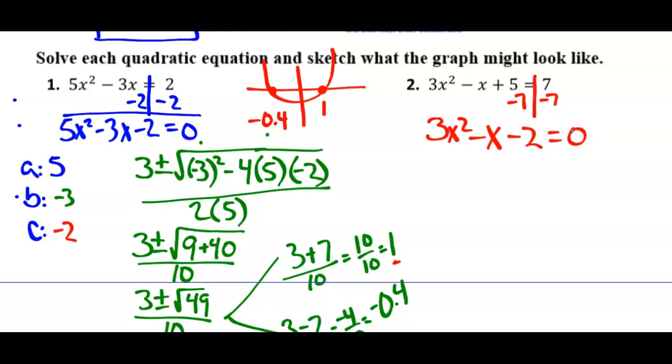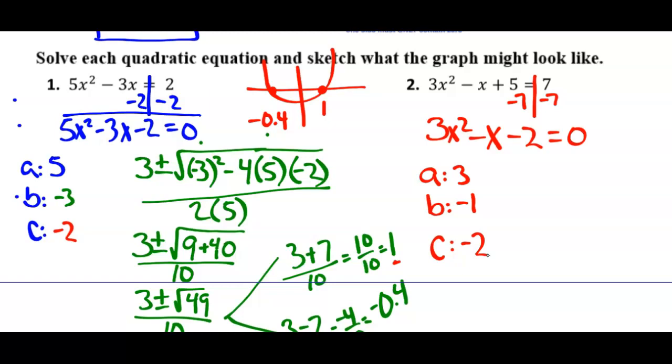And now, what's your a? 3. What's your b? Ooh, what number's in front of that? Yep, -1. What's your c? It's -2. And then you would plug those in and go from there. Okay? So that is how I would do that. If you want to plug and chug this out, you can, and we can talk about the solution when you get to class.